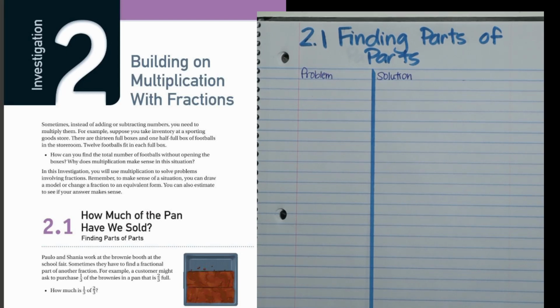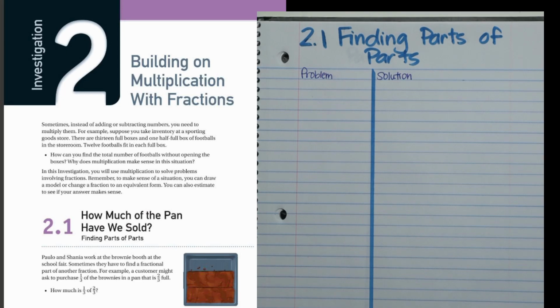So boys and girls, in this section, we're going to find parts of parts by using what you already know of multiplying fractions and explaining it and applying it to a real world situation. That's what we do in 6th grade. We take what you know already and we build on it and apply it to real life.